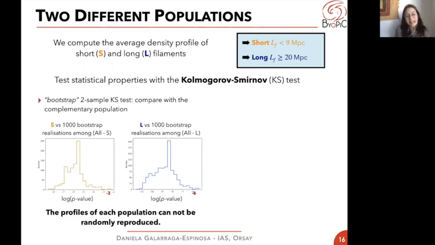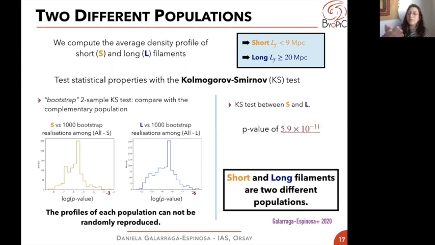We did that for short and long, and the resulting p-values were very tiny, showing that the profiles of each population cannot be randomly reproduced. And then we directly compared the short with the long, and we had a p-value of the order of 10 to the minus 11, showing that these populations, short and long, are indeed two different populations.